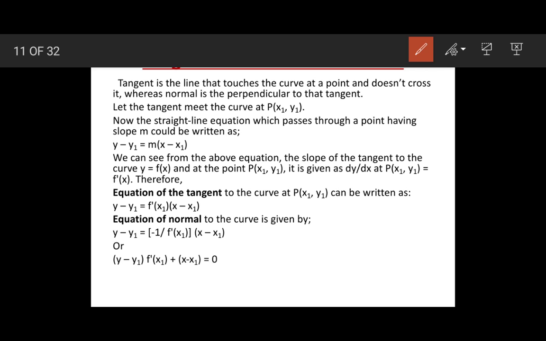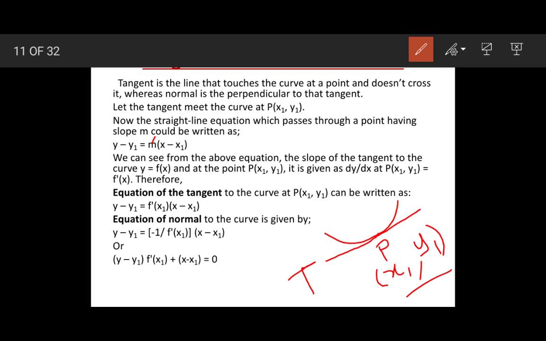Let the tangent meet the curve at point P (x1, y1). That means this is the curve and this is the tangent, and the point where it meets the curve is P with coordinates (x1, y1). Now, the equation of a straight line which passes through a point and has slope m can be written as y minus y1 equals m times (x minus x1), because we know the slope and one point on the straight line. So by the slope-point form we get the equation of a line as y minus y1 equals m into (x minus x1).